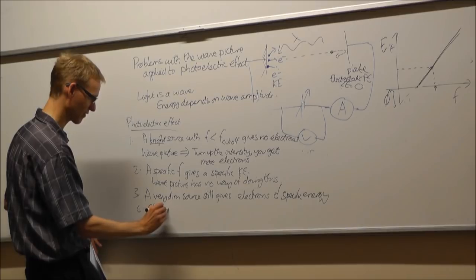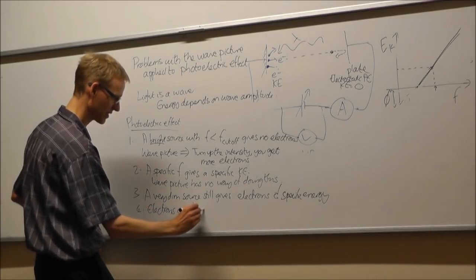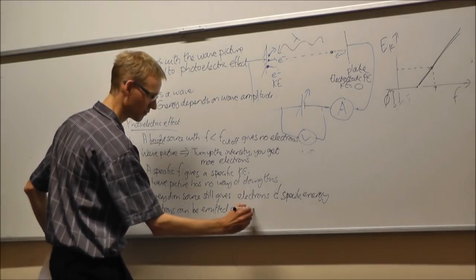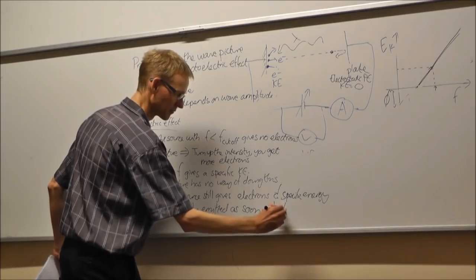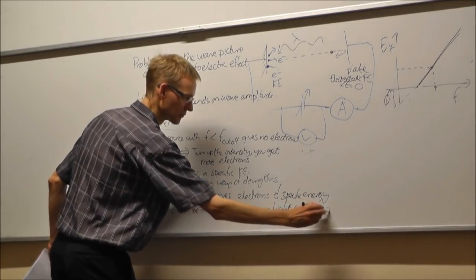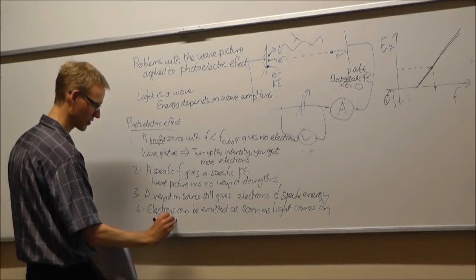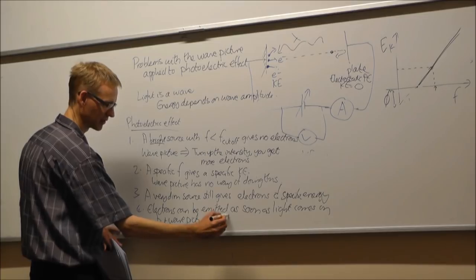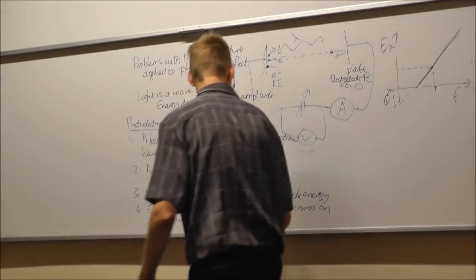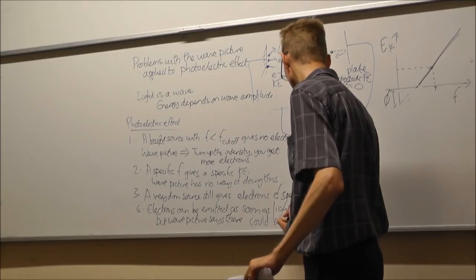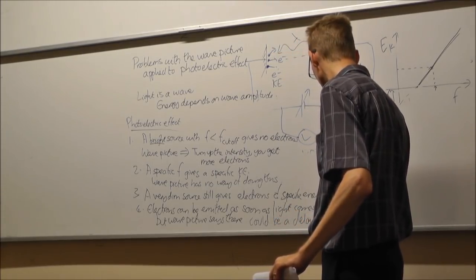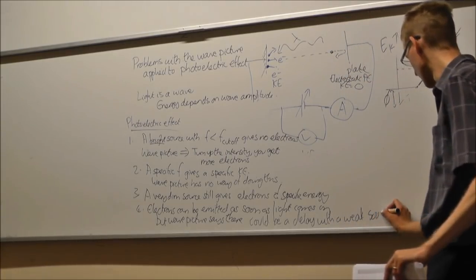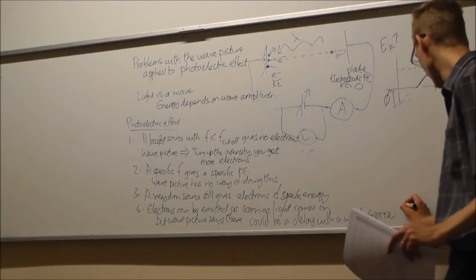Electrons in the photoelectric effect can be emitted as soon as light comes on. But the wave picture says there could be a delay with a weak source, so we need to build up the energy.